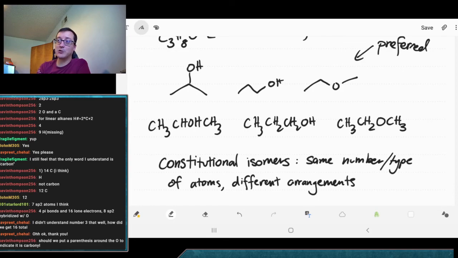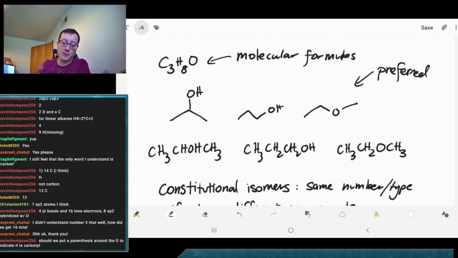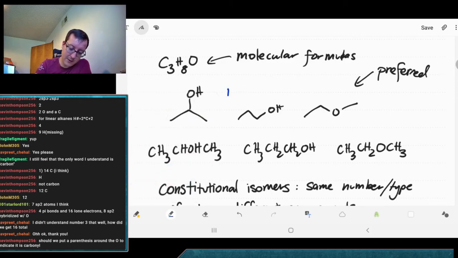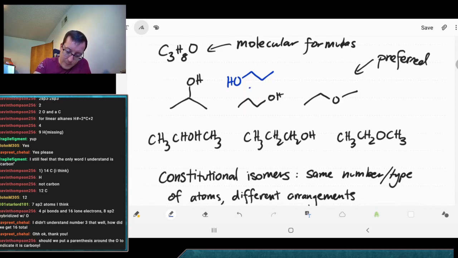So those are constitutional isomers. They all have the same chemical formula, C3H8O. But we've arranged those atoms in different ways. Notice I could have done it this way also. The blue one there and the black one right below it, those are identical to each other. I've just drawn them in reverse. But those are identical to each other there. So those two are the same.